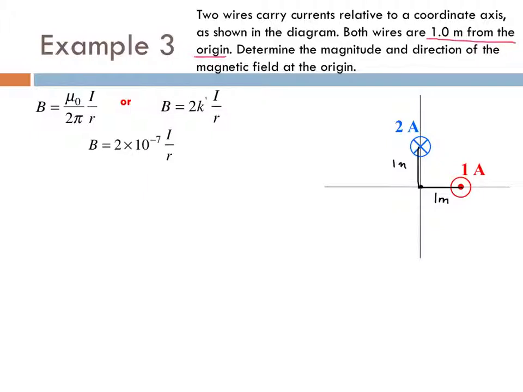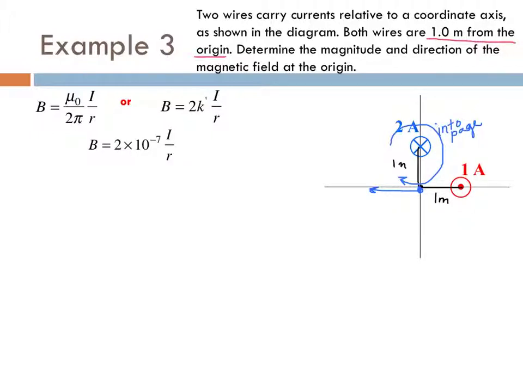Again, what we're looking at are wires. This wire is going into the page. So if it's going into the page, we're going to put our thumb in that direction, down towards the page, and our fingers are going to wrap around it, meaning that my magnetic field goes in this direction. So at the origin, my magnetic field is directly to the left.